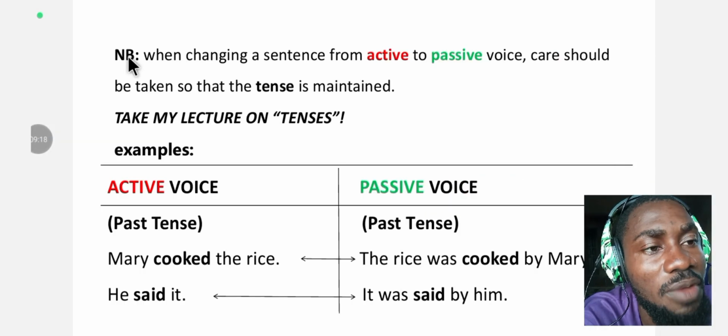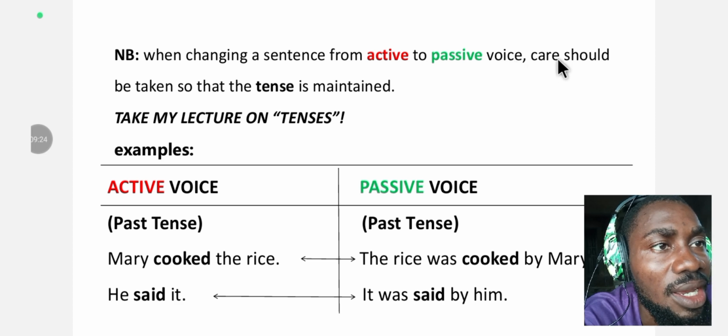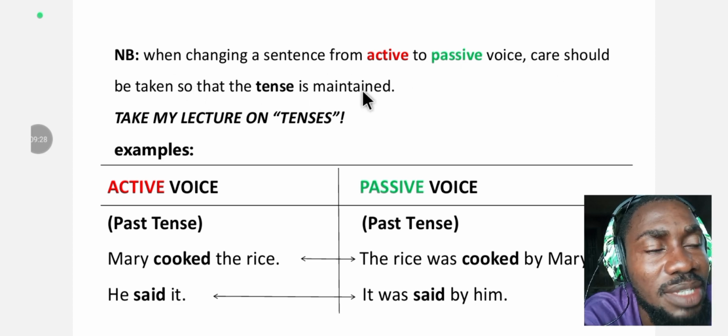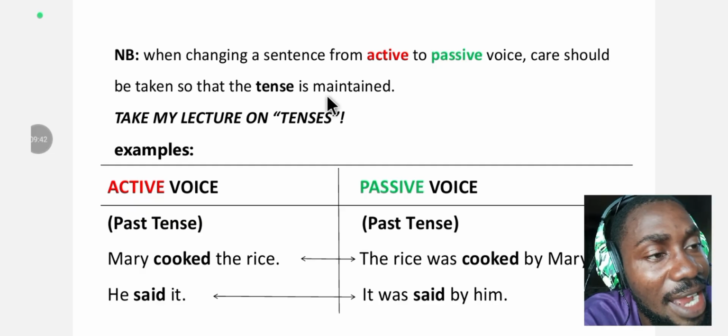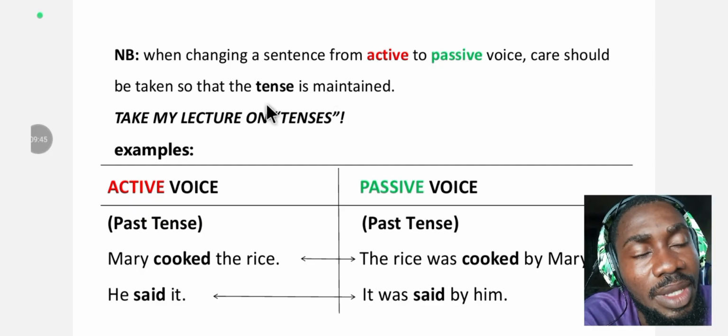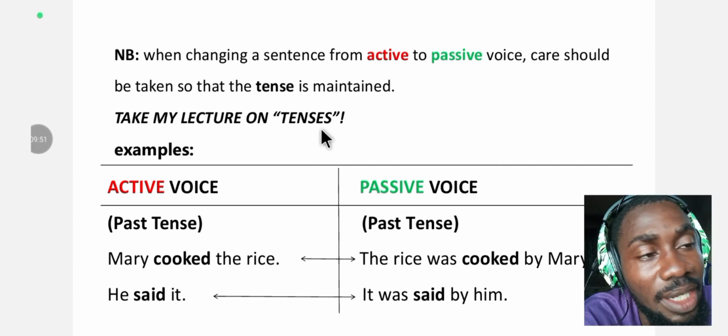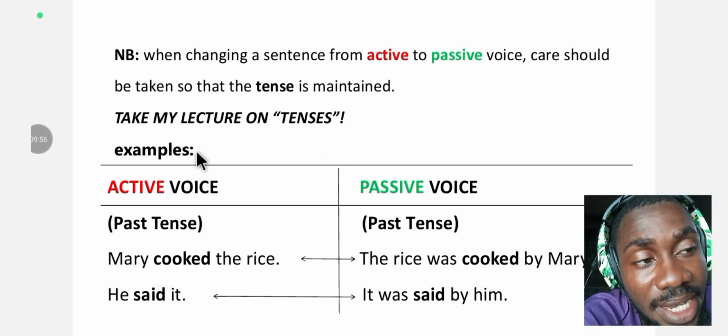Moving on. Note something very important. When changing a sentence from active to passive voice, care should be taken so that the tense is maintained. It is important to maintain the tenses when you are converting a sentence in an active voice to a passive voice. If you have not taken my lecture on tenses, do well to take that. The link is in the description. It says maintain the tenses.